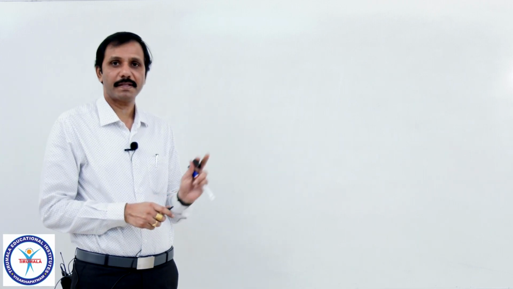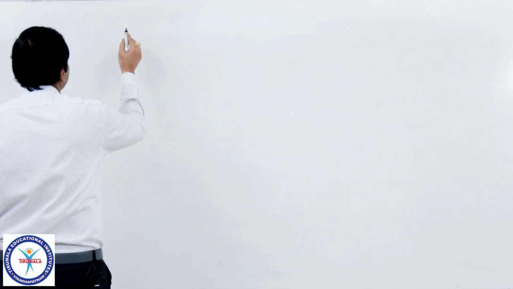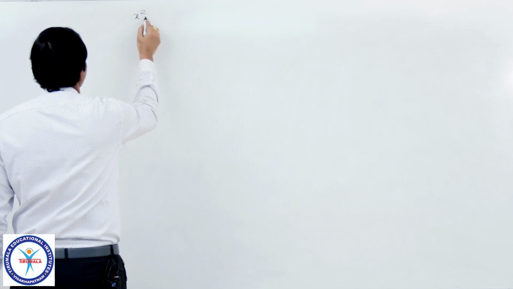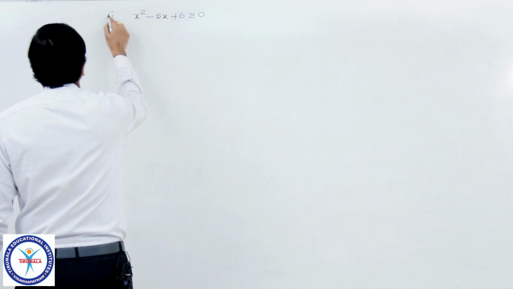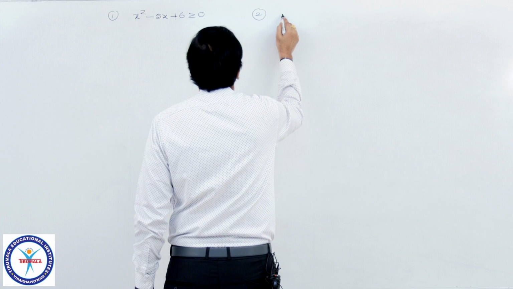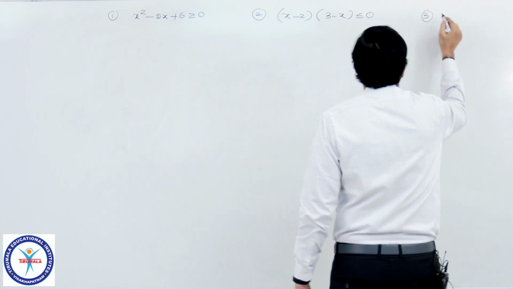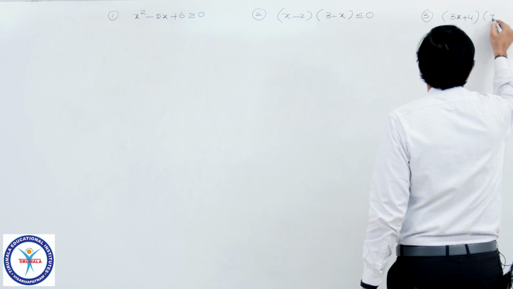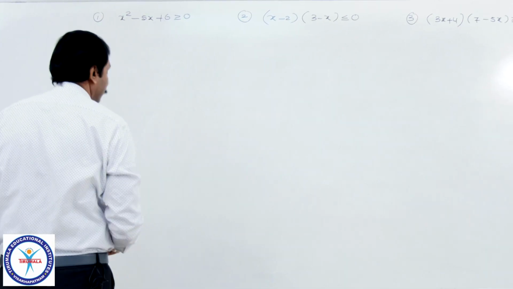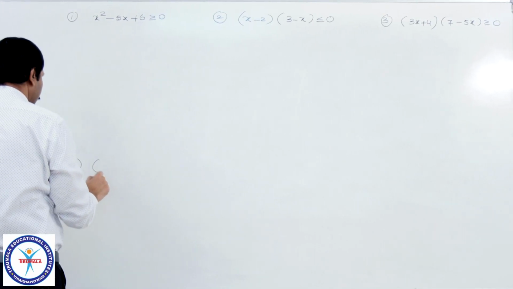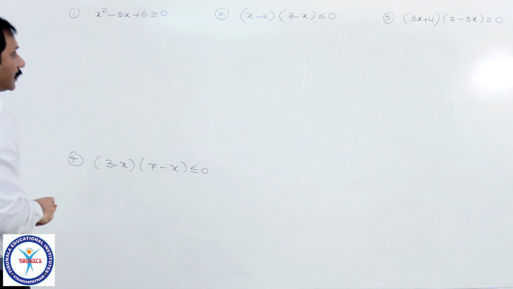We will see 3-4 problems based on that. But of course, I have explained only when there are two factors. x square minus 5x plus 6 greater than or equal to 0. (x minus 2) into (3 minus x) less than or equal to 0... (3x plus 4) into (7 minus 5x) greater than or equal to 0. (3 minus x) into (7 minus x) less than or equal to 0. Yes, let us see this.